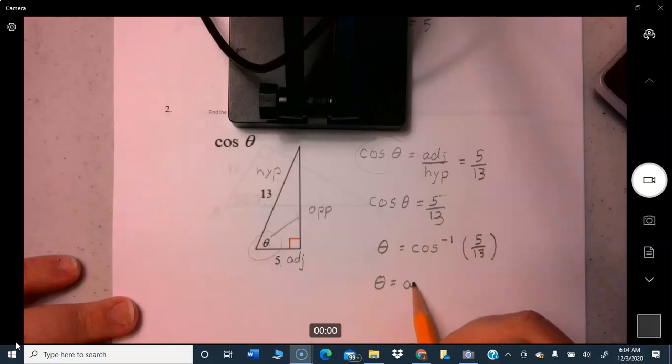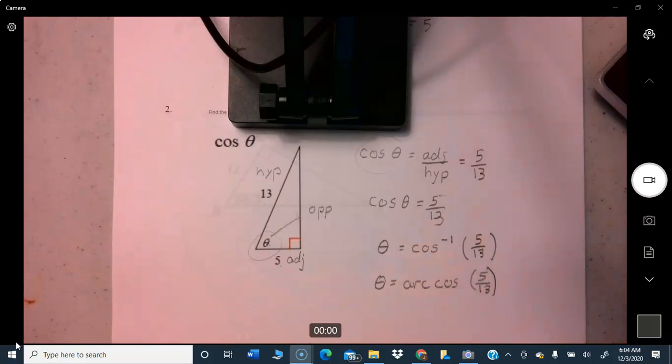There's an alternate way to write inverses, by the way, besides the -1, and that is this. It's called arc cosine. So you may see different books use that notation, but it's the same exact thing. It's just a different way of saying inverse. So why don't we do this? Let's go to our online calculator here, and we're going to take the arc cosine, or the inverse cosine of 5/13.